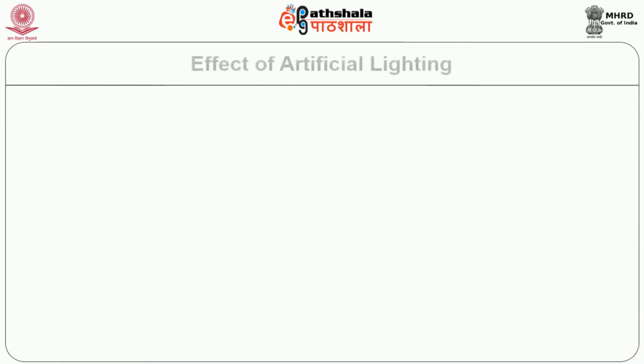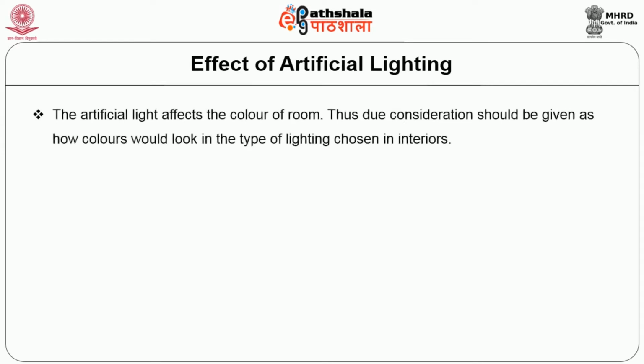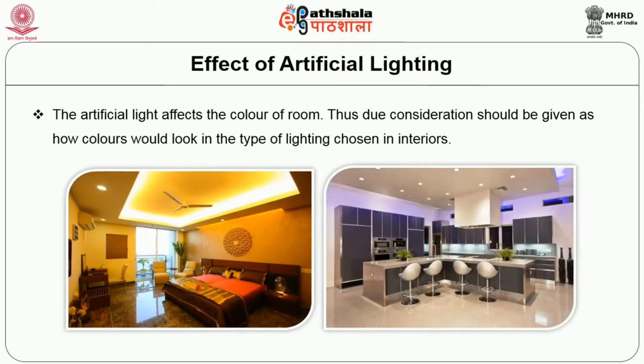Effect of artificial lighting. Artificial light affects the color of the room. Thus, due consideration should be given to how colors would look in the type of lighting chosen in interiors. The yellow light of an incandescent bulb will absorb yellow color and would make a brown color look very dull. A blue wallpaper would look grey and lemon yellow walls would look like peach color. Similarly, the cool light of fluorescent tubes affects blues and purples and makes yellow look very dull.